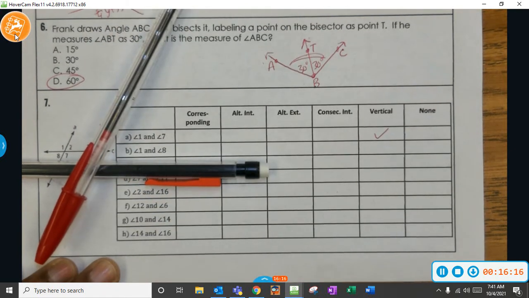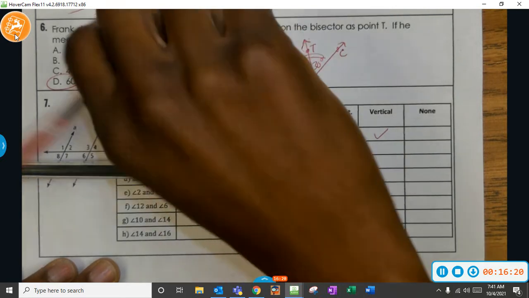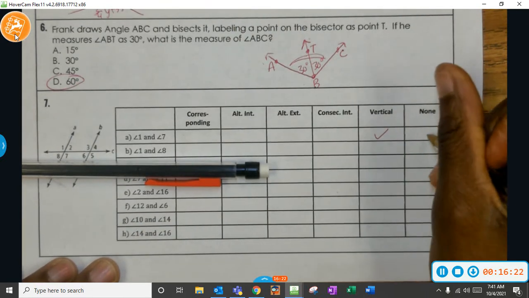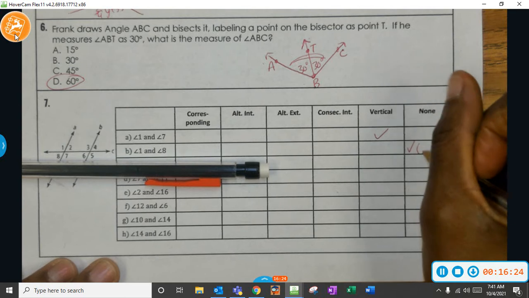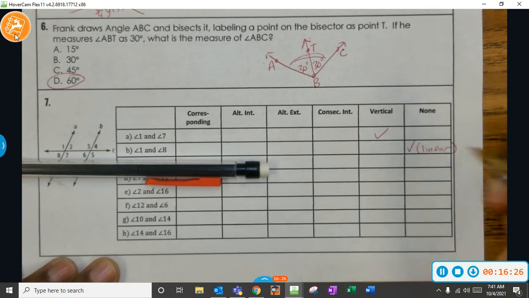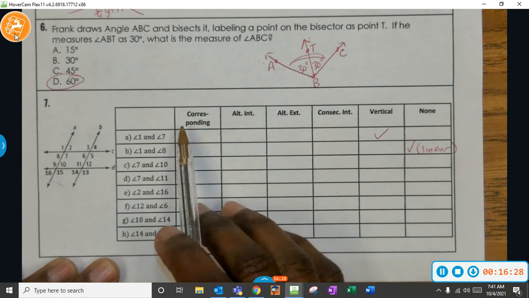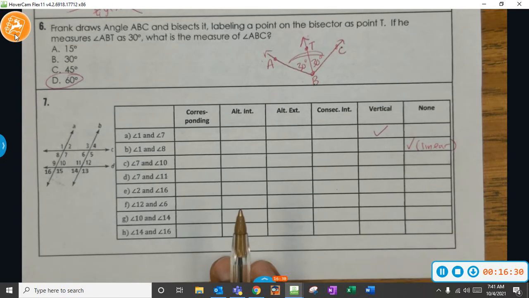1 and 8 are next to each other, and they are linear. Normally that would be a choice on here. So on the test, there's a choice for linear, but in this case, there's not. So I'll put a check over here, and I'll put, hey, they're linear. So we do have a relationship for them. It's just not one of the choices.